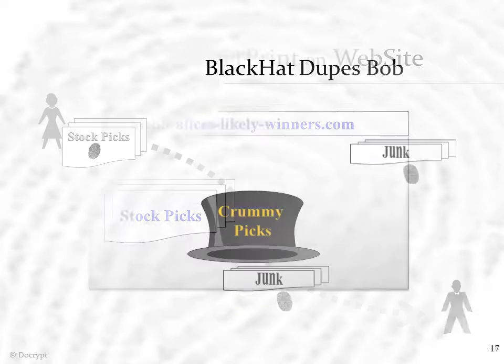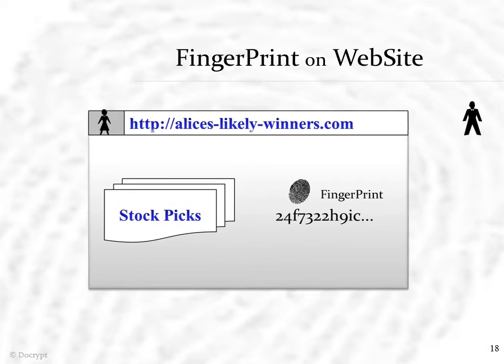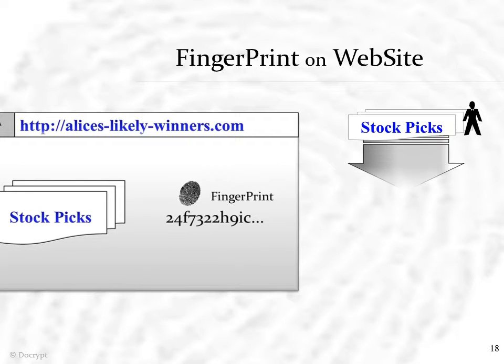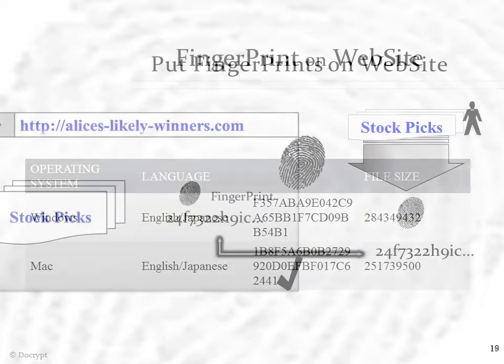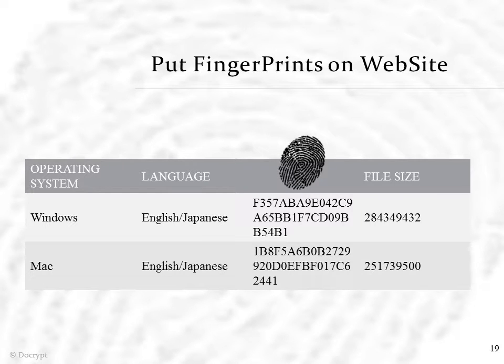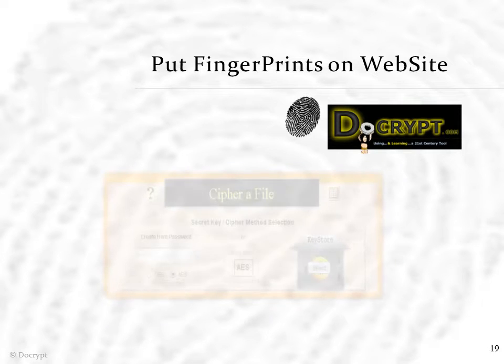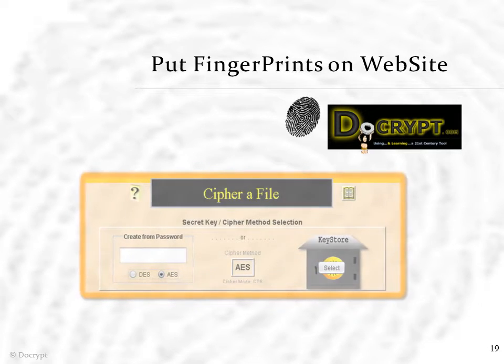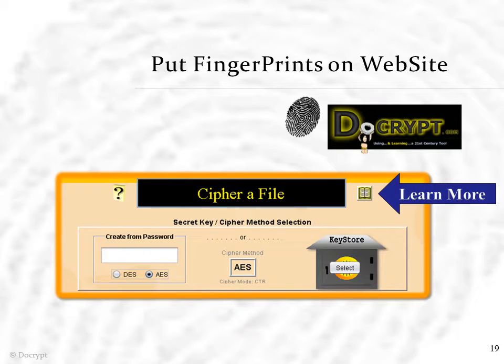successfully completed. Many software and content providers put their software or content fingerprints right on their website. So after Bob fingerprints Alice's stock picks, he checks it against her website, and if it matches, he knows he's got the authentic Alice newsletter. Here's a screenshot of some Adobe fingerprints, and Decrypt also posts our fingerprints. There's even an example to show you how to validate Decrypt's program in the program, by clicking the book icon, we call it our Learn More icon, directly from Cipher a file.